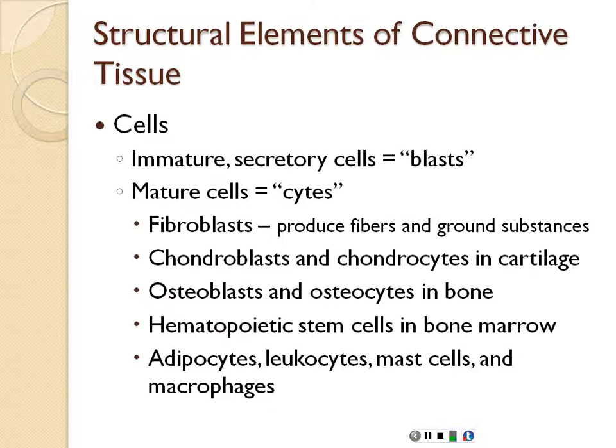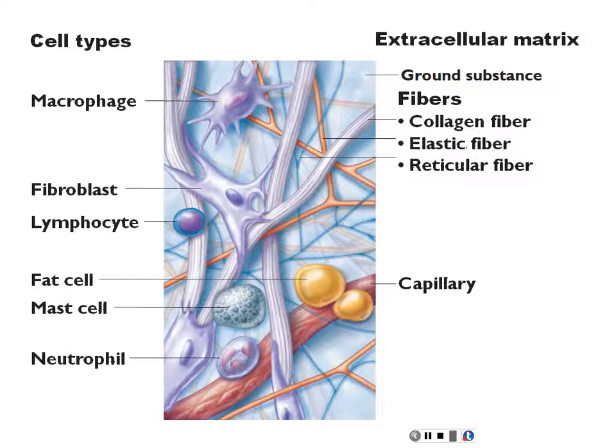And adipocytes, what do you think those are? Right, so adipose, you heard of adipose? So adipose is fat tissue. So adipose tissue is made up of adipocytes, which are fat cells. Leukocytes, mast cells, and macrophages are some of the cells that we find in connective tissues. And that's a good example of a connective tissue. So you see the different types of cells there, as well as the fibers, collagen and elastic fibers.